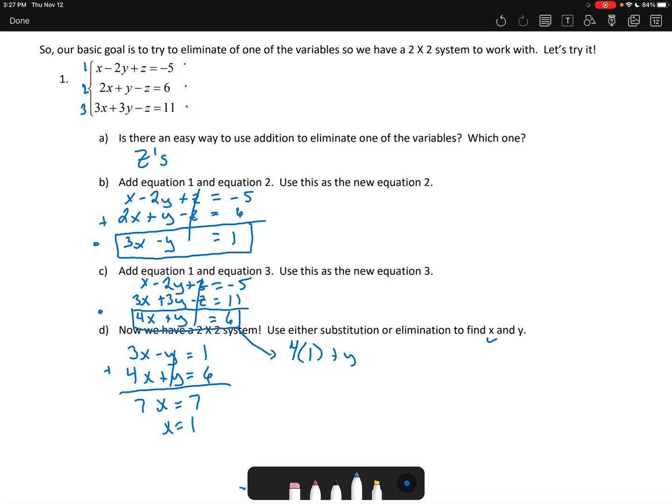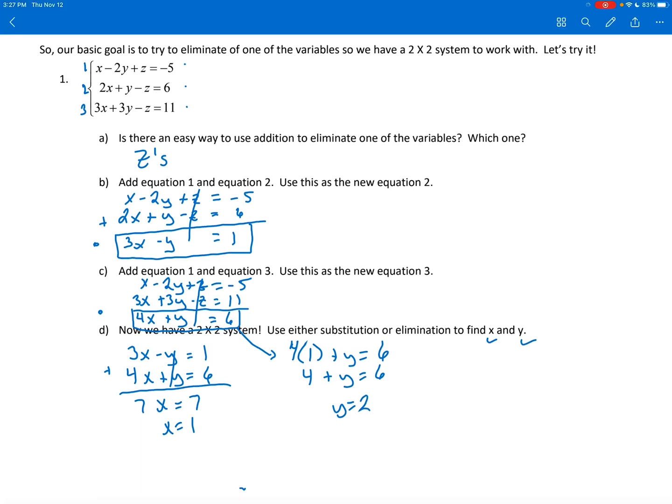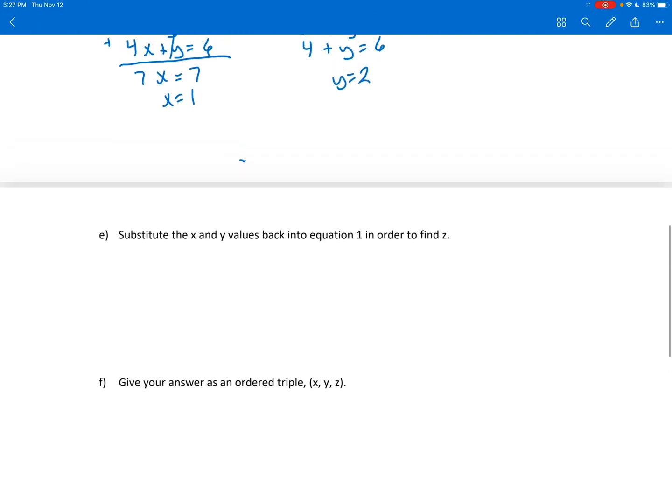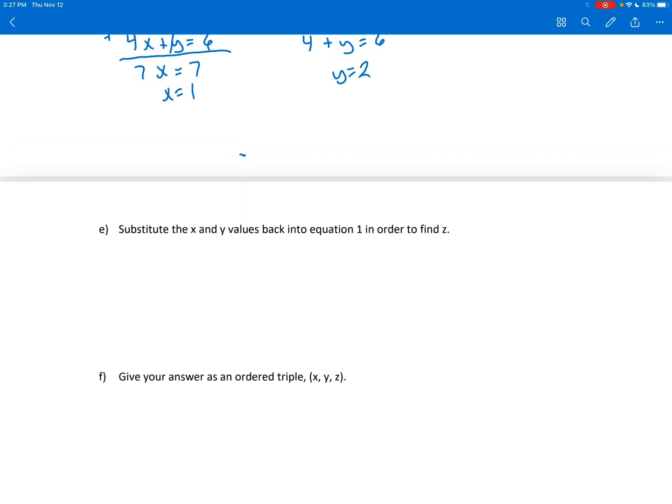So 4 times 1 plus y equals 6. 4 plus y equals 6. So y must be 2. Okay, so we've got x and y. We're not done though. We need to know all of them. So I need to now substitute the x's and the y's back into one of the original equations in order to find z.